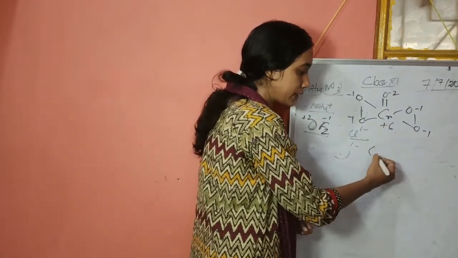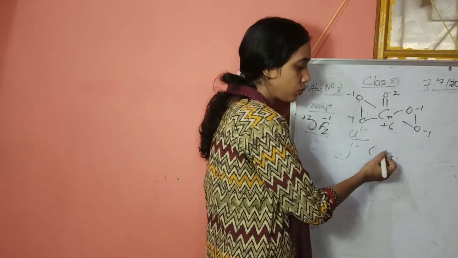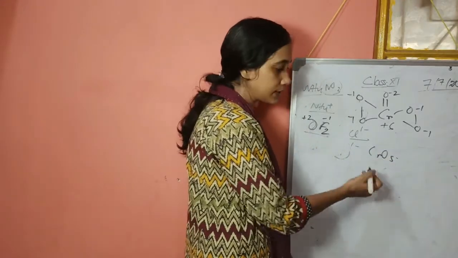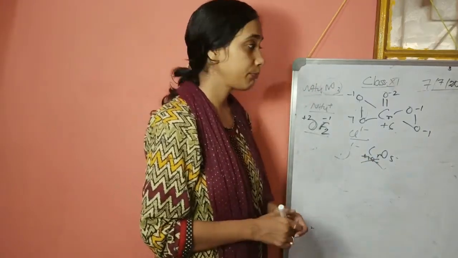But if you calculate in the general form like CrO5, we would think that each oxygen is -2, so 5 oxygens give -10 and chromium would be +10. So this is wrong. So it depends on the structure.